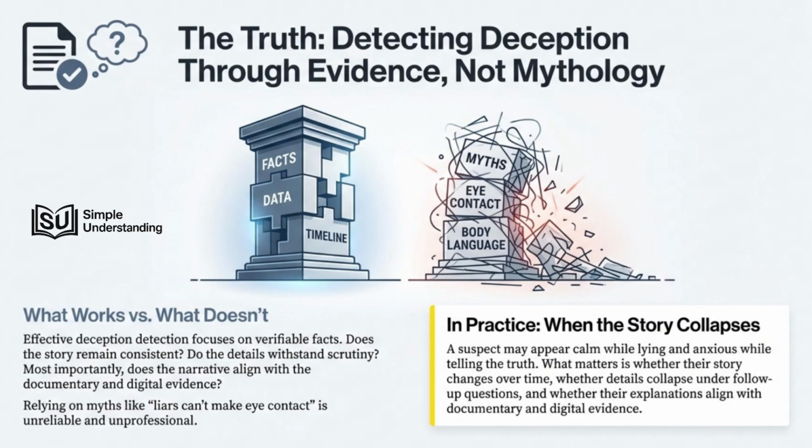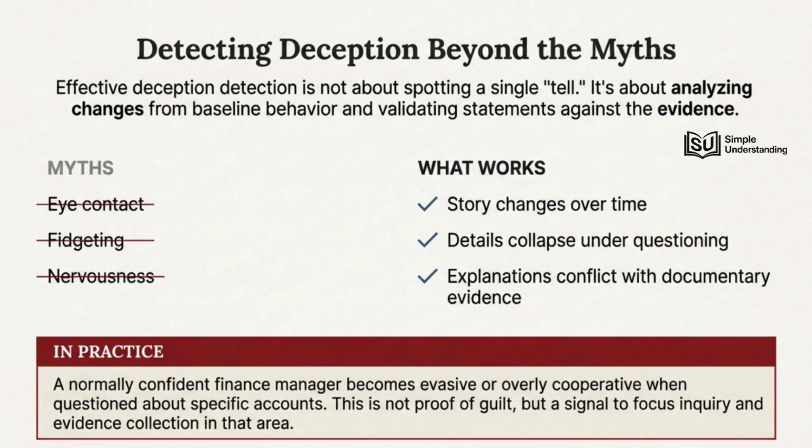In real investigations, a suspect may appear calm while lying and anxious while telling the truth. What matters is whether their story changes over time, whether details collapse under follow-up questions, and whether their explanations align with documentary and digital evidence. Effective deception detection combines interview technique, timeline analysis, and factual verification.